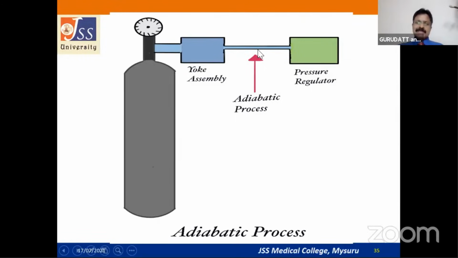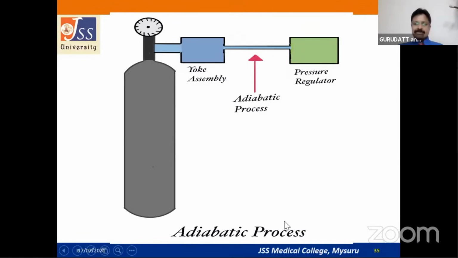So what happens is now the gas gets really compressed. Whenever the gas is suddenly compressed, it gains a lot of heat energy, which is called the adiabatic process, wherein this heat energy, because it is gained so suddenly, cannot be dissipated to the atmosphere. And this process is called the adiabatic process.